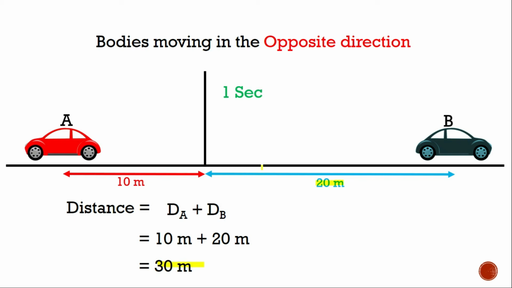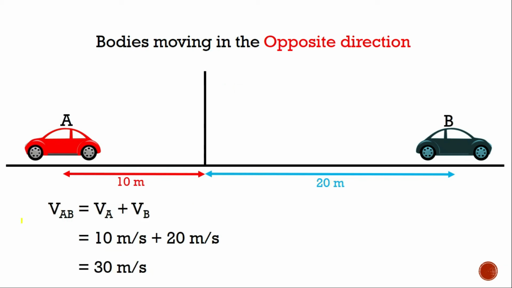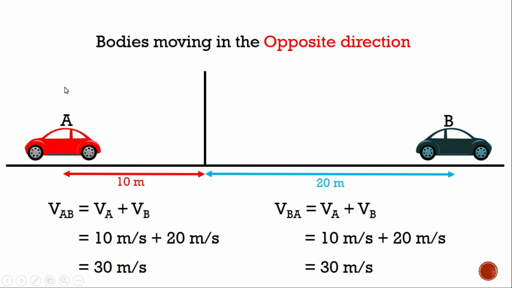So the relative velocity of car A with respect to car B is 30 meters per second, which means car A is going 30 meters away from car B every single second. And in the same manner, the relative velocity of car B with respect to car A is also 30 meters per second, as car B is also going 30 meters away from car A every second.